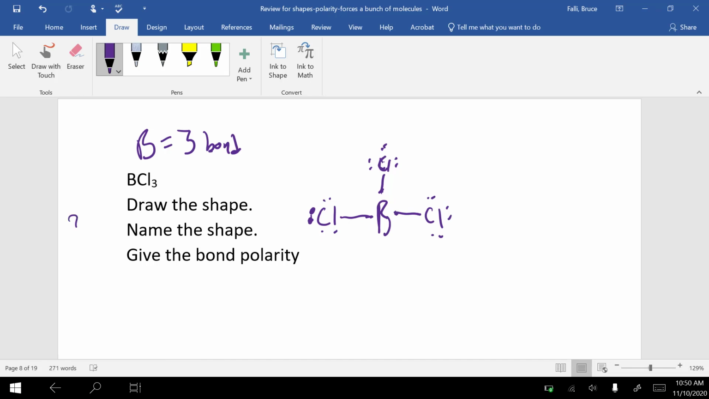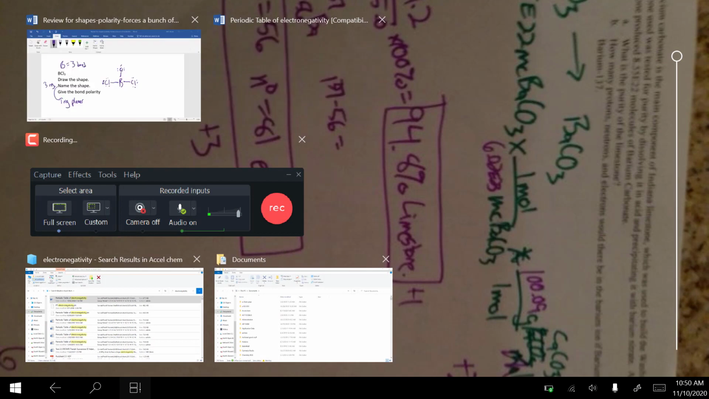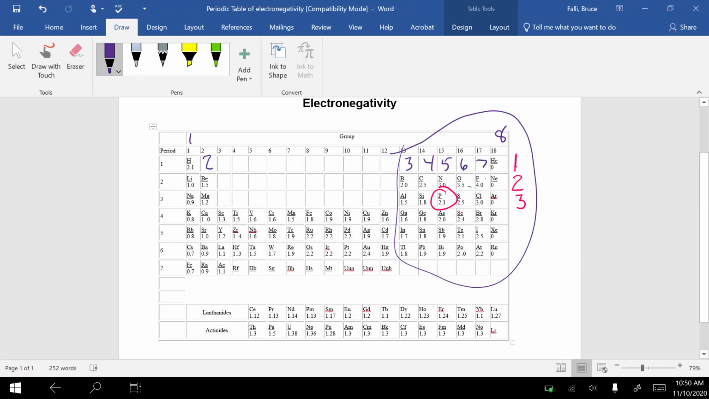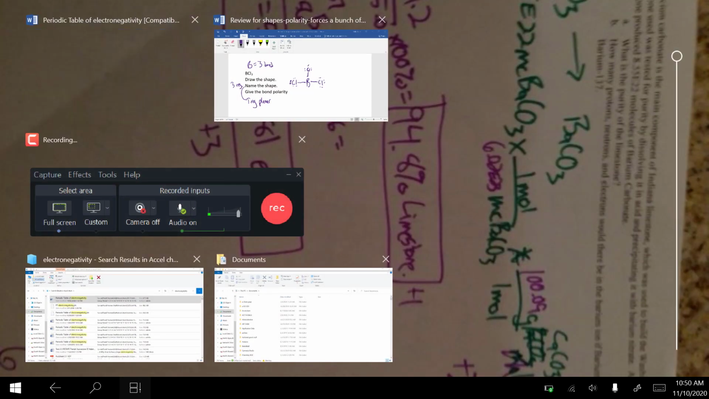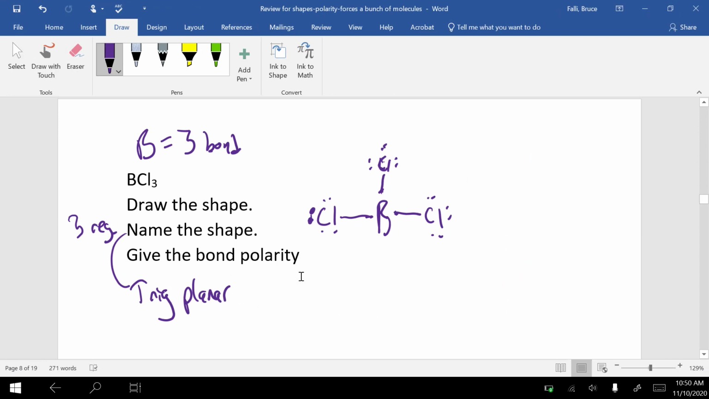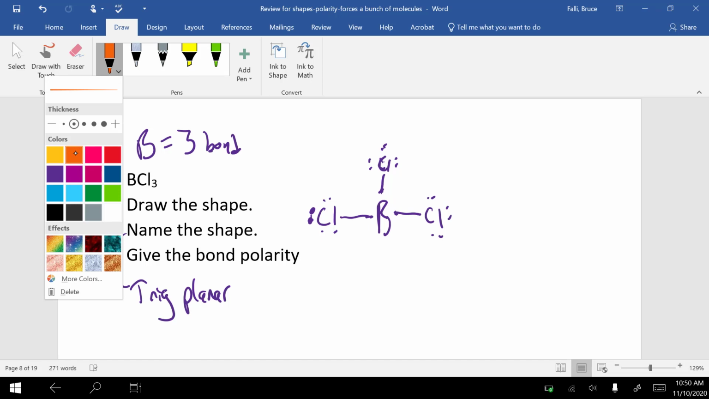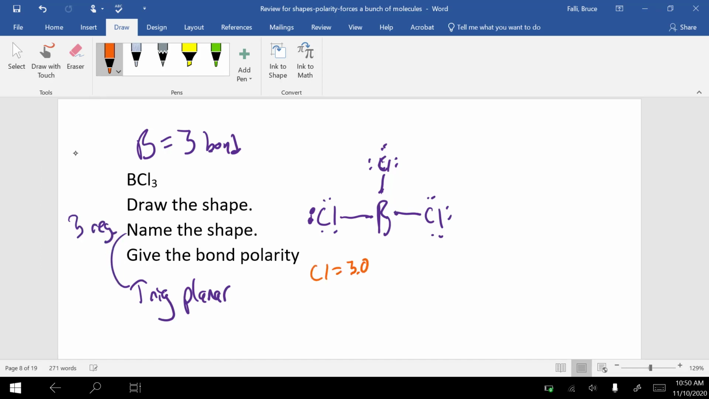Now, if I have 3 regions, again, the name of it's going to be trigonal planar. I don't have any lone pairs. Now you do bond polarity. Let's take a look at chlorine and boron. Chlorine is 3.0, boron is 2.0. The difference is 1.0. So that's polar, so I need to draw arrows.